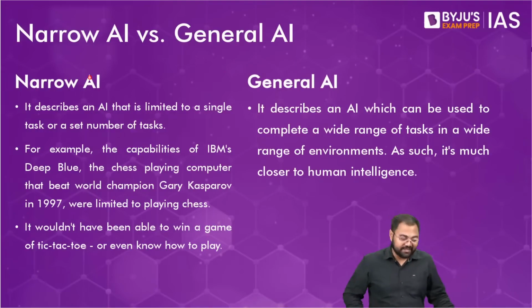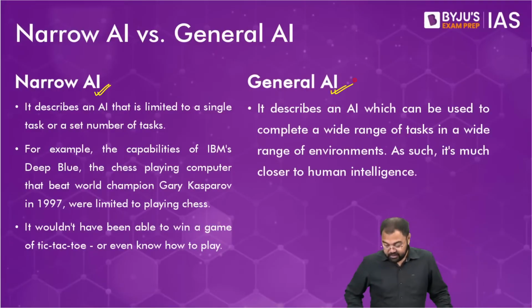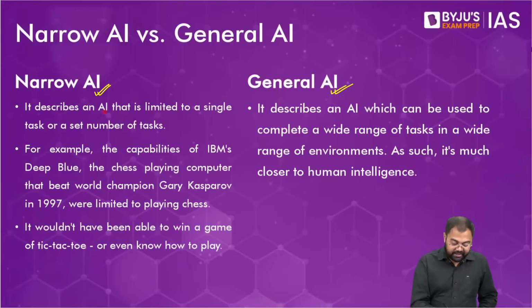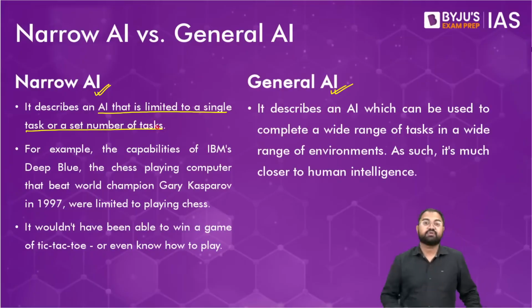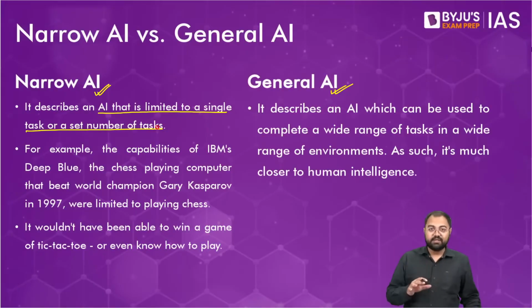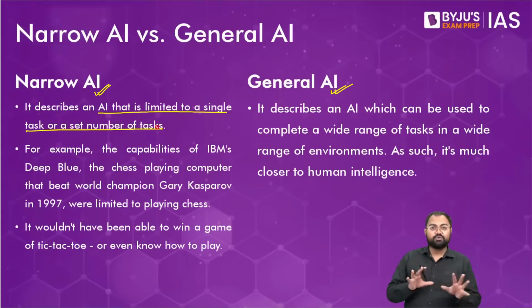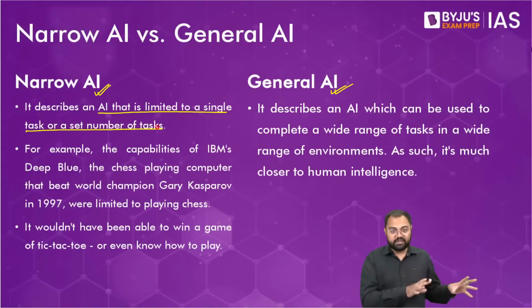Then another way to classify is narrow versus general artificial intelligence. Now, when it comes to narrow artificial intelligence, this is an AI that is limited to a single task or a set number of tasks. All right, only a single task or a set number of tasks, meaning that it will not be able to do all the things together. It will only be able to do certain things which it has been trained with.